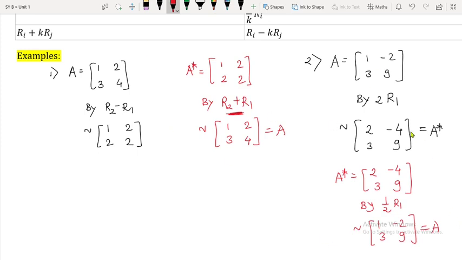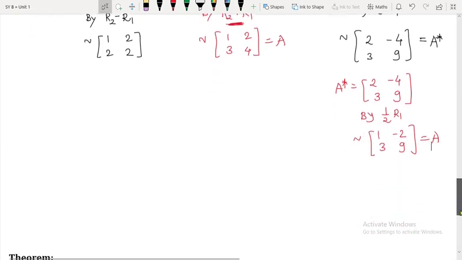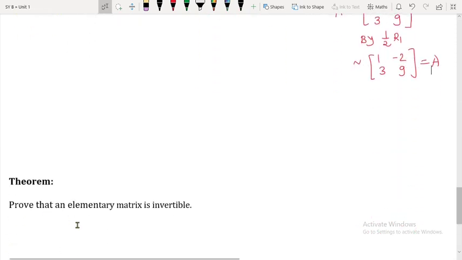Okay, so that's it for today. In the next class we are going to prove an interesting result, that every elementary matrix is invertible. That means if you take an elementary matrix, its determinant is going to be non-zero only. So that we will do in the next class.